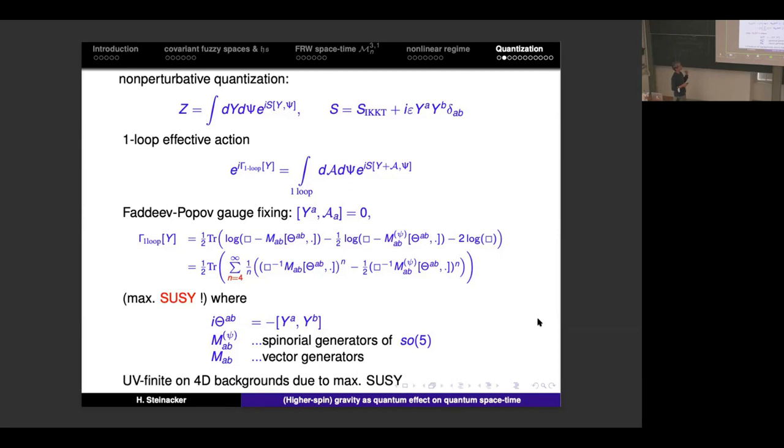Because of supersymmetry, now this is the crucial thing. Because of supersymmetry, the first three terms here cancel identically, independent of background. And the first non-trivial term here is actually the fourth power of the propagator. So this is a very unusual higher derivative type of term. And that is very essential here. And this is the term which leads to what I told you before.